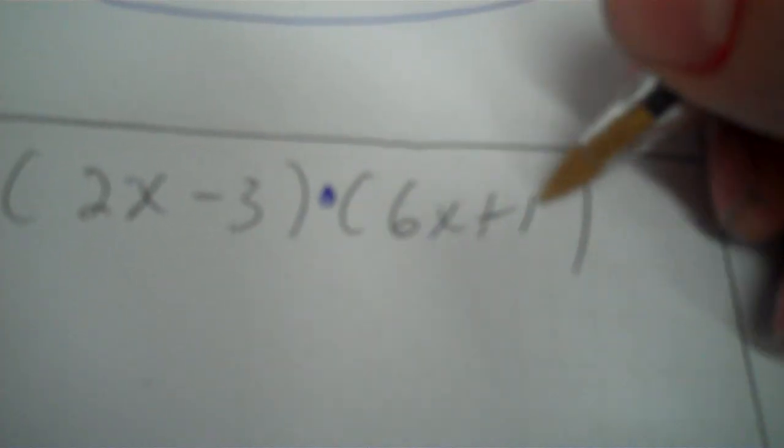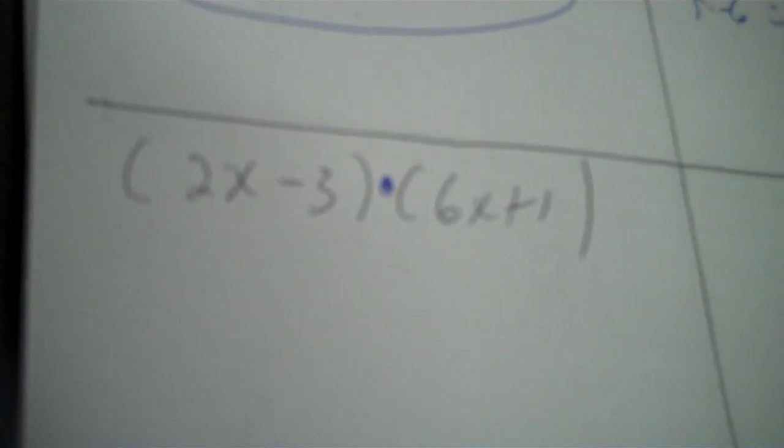Okay, 2x minus 3 times 6x plus 1. So that's multiplied by x, that isn't. That's multiplied by x, that isn't. So they're two separate, not like terms. So you use the FOIL method to multiply. So 2x times 6x, 2x times 1. Negative 3 times 6x, negative 3 times 1.